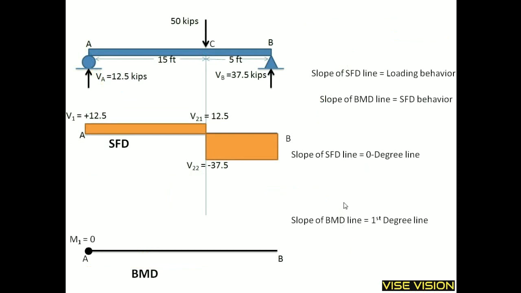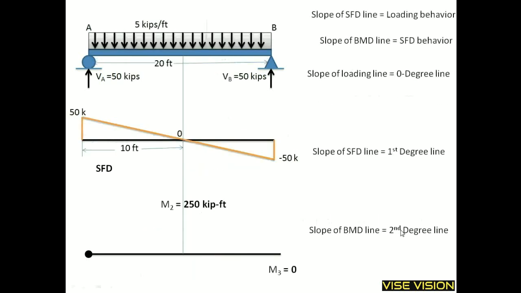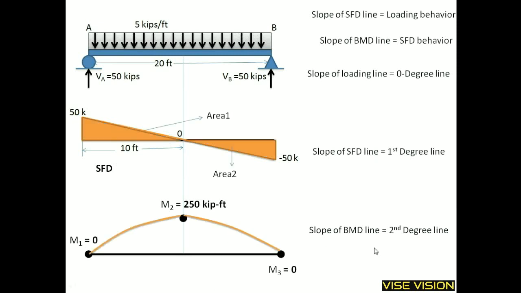And these are a few examples that you can see here. This is the 0 degree line. Here there is no loading acting, no UDL or UVL acting, so their SFD will be a 0 degree line and their BMD will be a first degree line. And in this case you can also see the load is acting over here, so it is a 0 degree line. The slope of the loading line is 0 degree, here its slope is first degree, and here its slope is second degree. You practice it further.